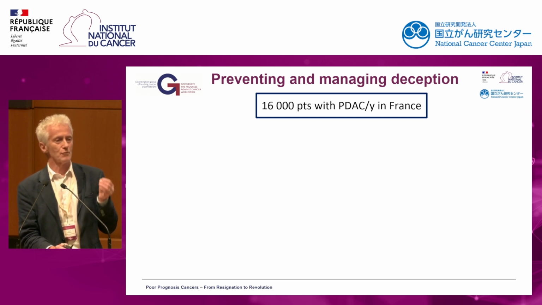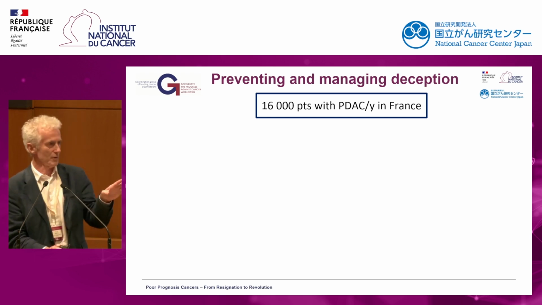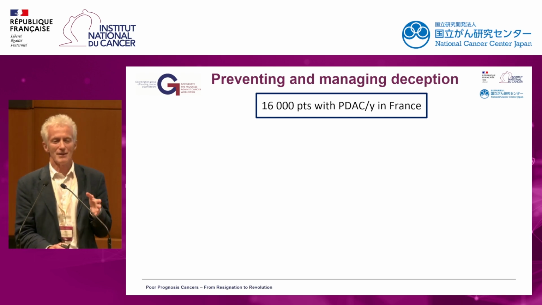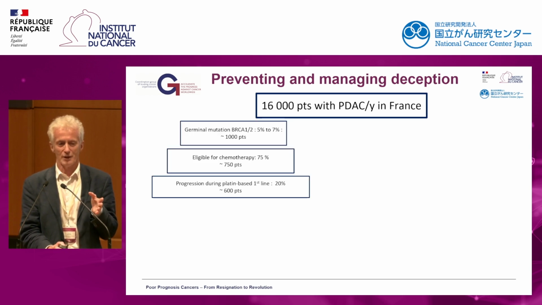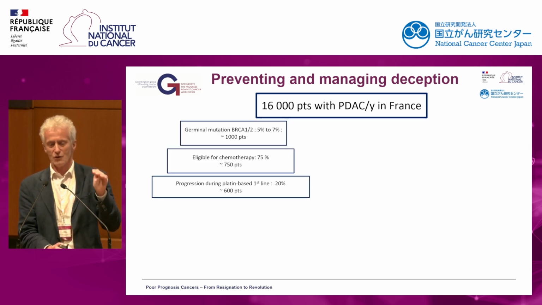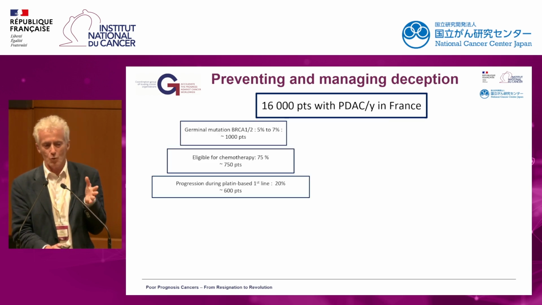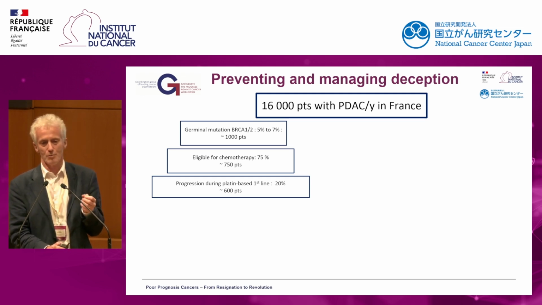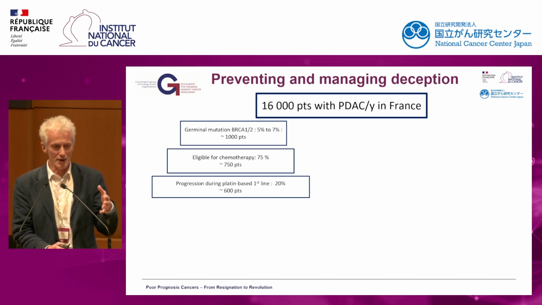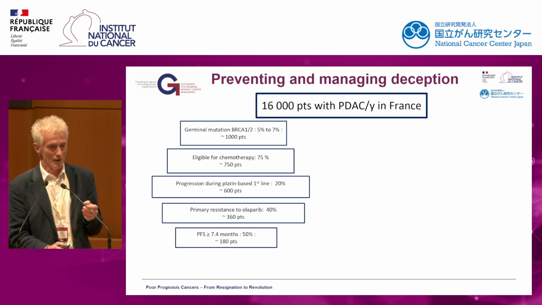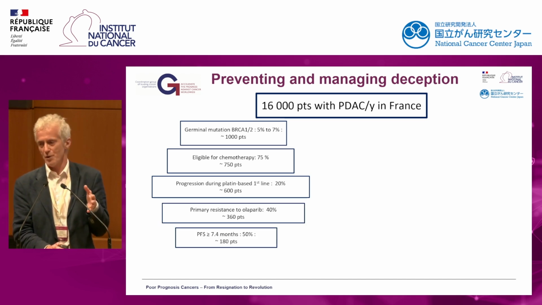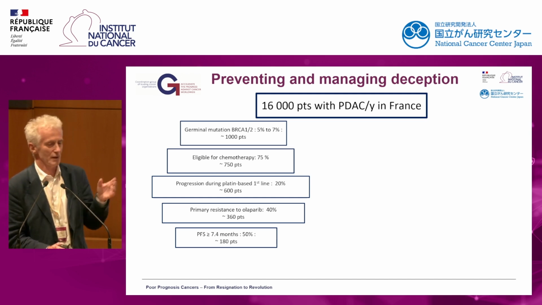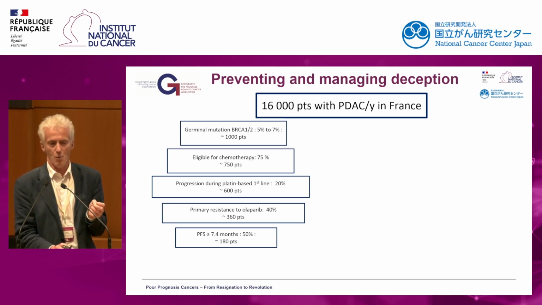You have, for example, in France, a bit late, I go fast, 16,000 new cases of PDAC. A certain subset would have a BRCA mutation, but some progress during chemotherapy before proposing olaparib, some progress with olaparib, and finally, only half of patients have a good median PFS of 7 months or more.